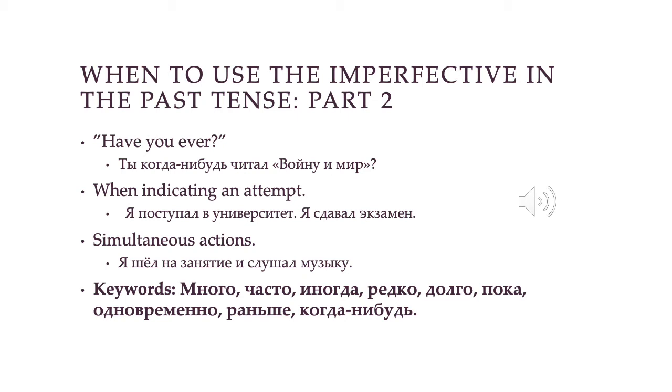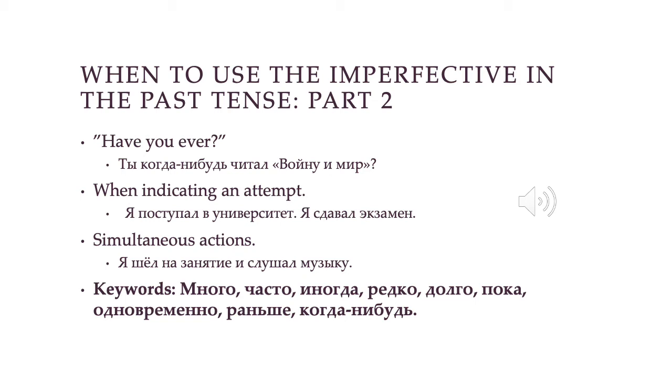We also use the imperfective to indicate an attempt with no indication that we succeeded. We're just saying that we attempted something. So, я поступал в университет. I applied to college. Я сдавал экзамен. I took the exam. We're not saying whether we got into college or we passed the exam. We're just saying that we applied to college and we took the exam.